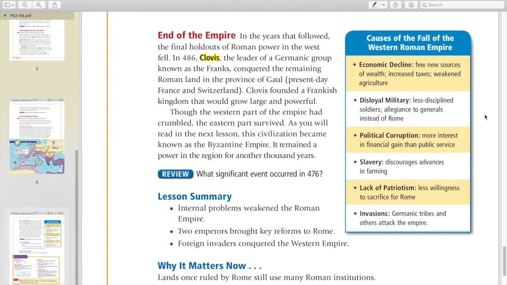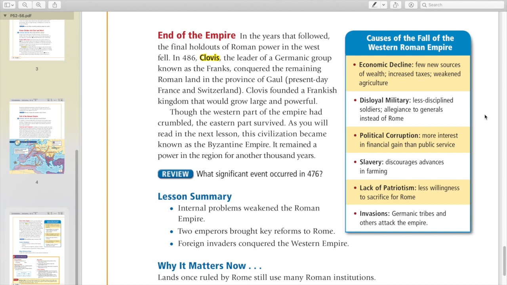End of the empire. In the years that followed, the final holdouts of Roman power in the West fell. In 486, Clovis, the leader of a Germanic group known as the Franks, conquered the remaining Roman land in the province of Gaul. Clovis founded a Frankish kingdom that would grow large and powerful. Though the western part of the empire had crumbled, the eastern part survived. As you will read in the next lesson, this civilization became known as the Byzantine Empire. It remained a power in the region for another 1,000 years.